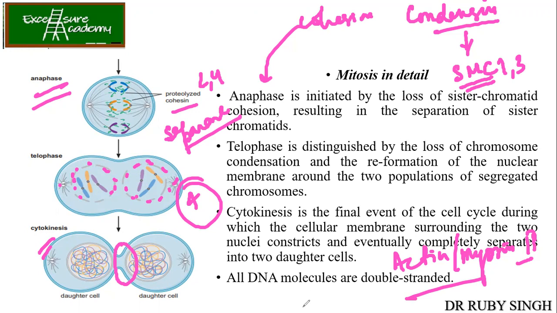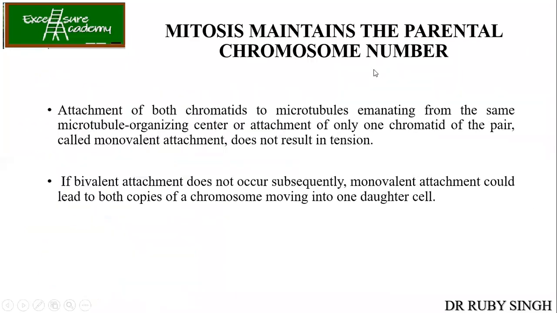Now at the end, what is happening? These daughter cells, which are identical, will have the double-stranded DNA molecules and they will go back to the interphase. Okay, so what does this mean? At least one cell cycle is complete here.